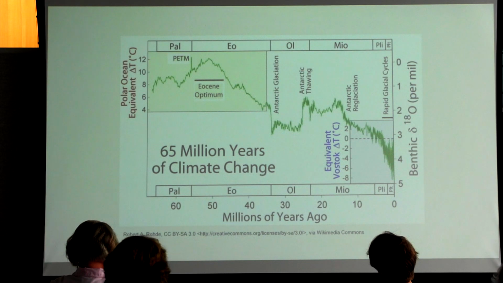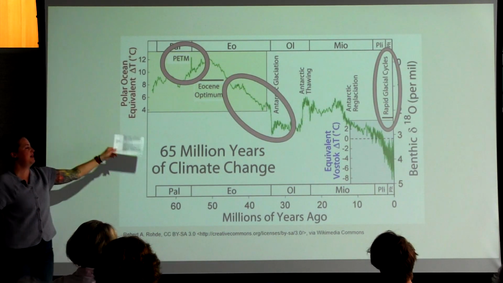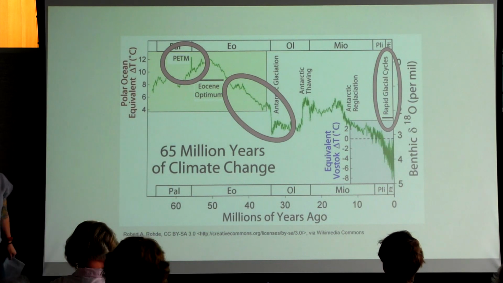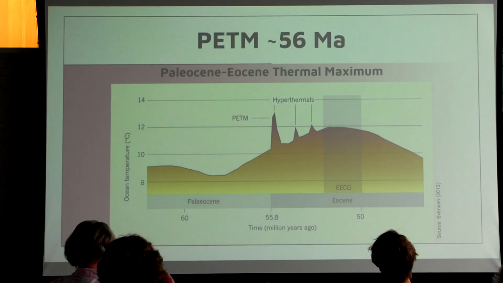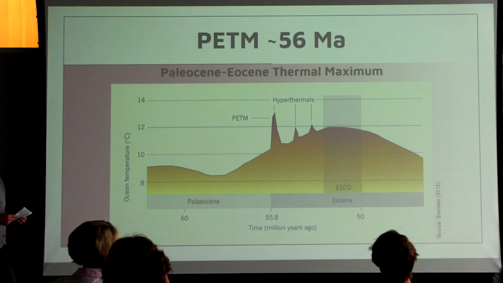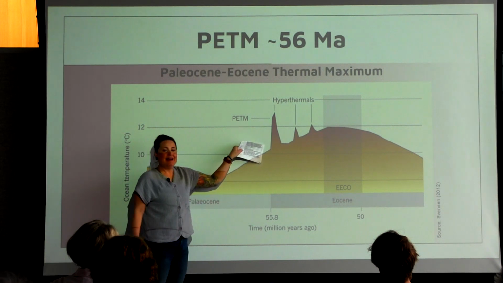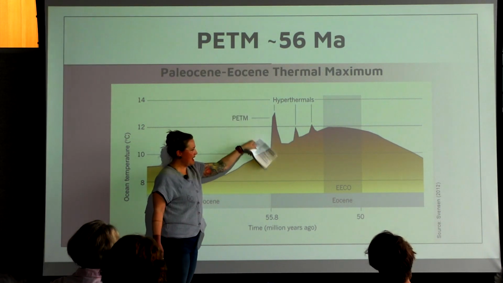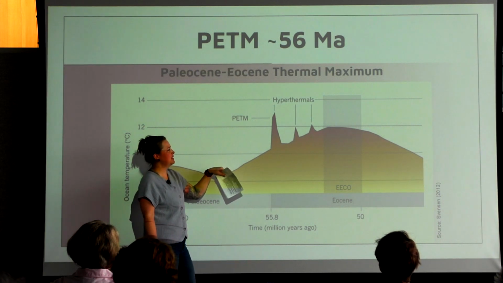So I'm going to hit a few of these. I'm going to talk about the PETM, and then we'll talk about the Cenozoic cooling, and then we'll get into our most recent ice age. So the PETM is called a hyperthermal. You can see that climate was already getting hotter right here, and then there's this massive spike, and there's a couple of extra ones. But this one, the PETM, is a really, really, really bad one.